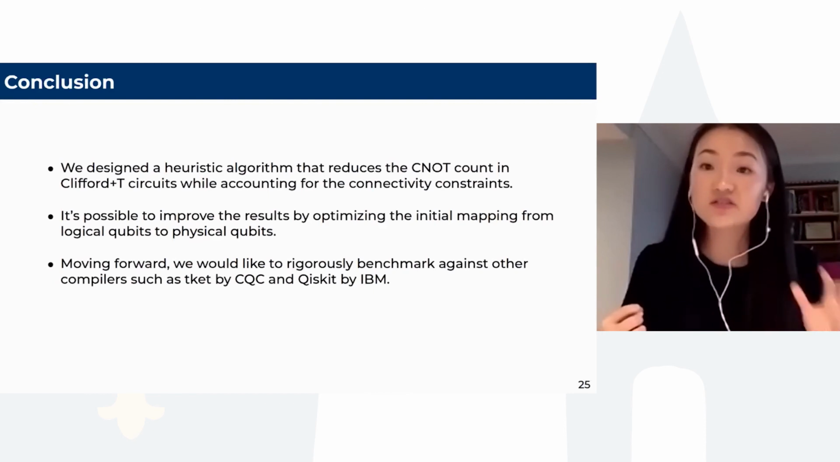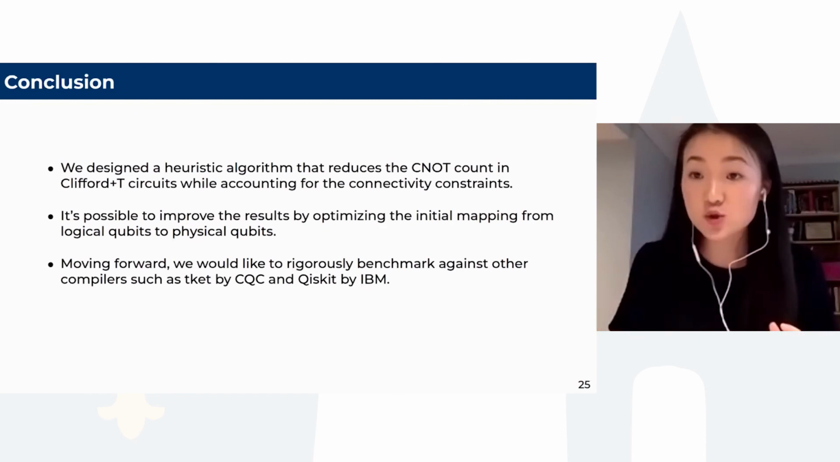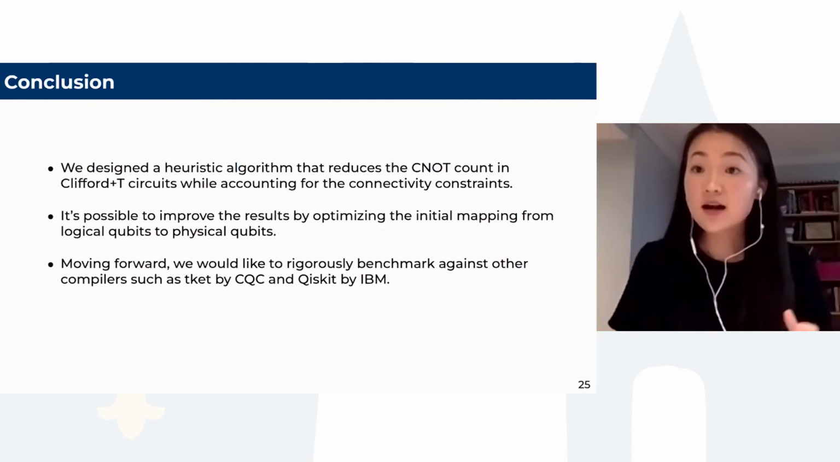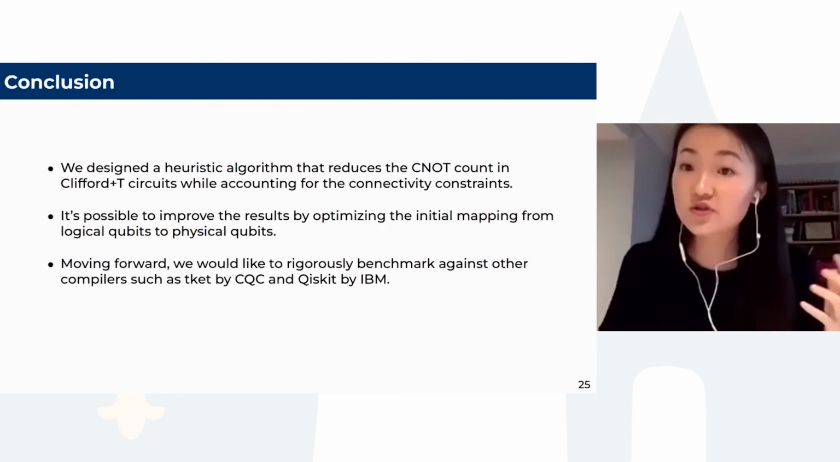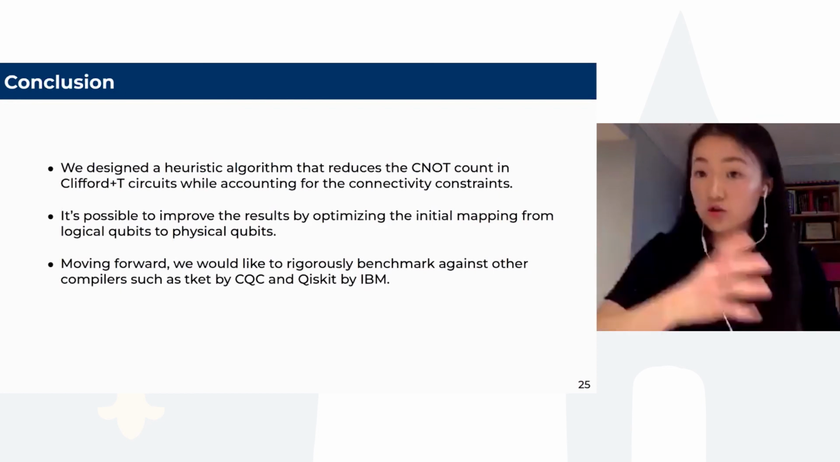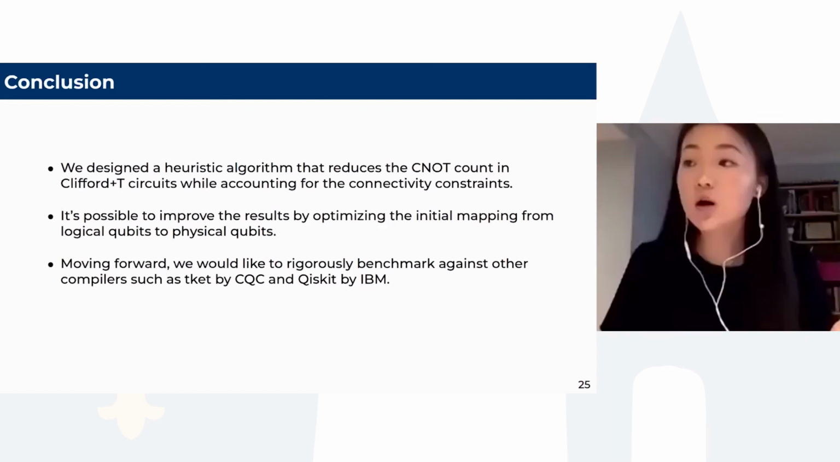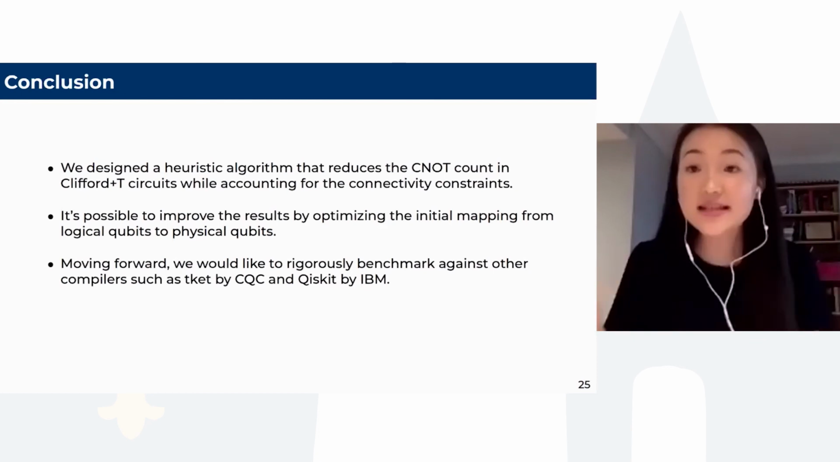All right, so to sum up, in this work, we designed a heuristic algorithm that reduces the CNOT count in Clifford T circuits while accounting for the connectivity constraint, which is specified by the connectivity graph. It's possible that we can improve our results by optimizing the initial mapping from the logical qubits to physical qubits, because here we are just understanding the performance of our method as a baseline algorithm.